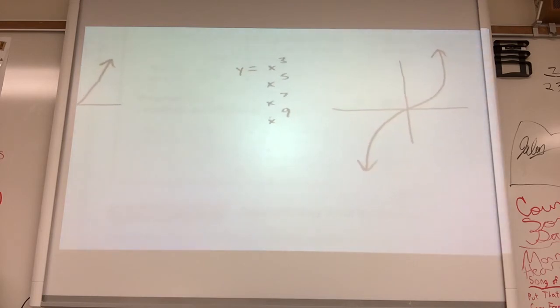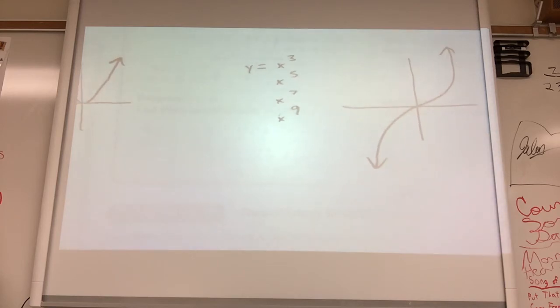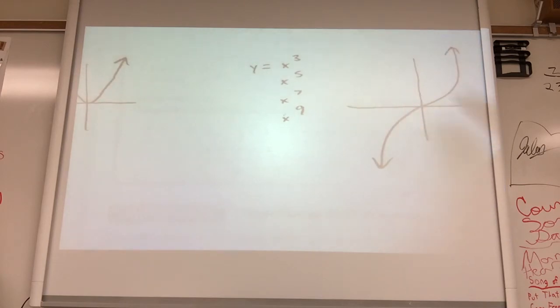Looks something like that, okay? So that's just the general idea. Now, here's something that's kind of neat. If I take, let's say, this x to the 3rd, so this is x to the 3rd. If I do y equals negative x to the 3rd, then we know that it just reflects over the x-axis.